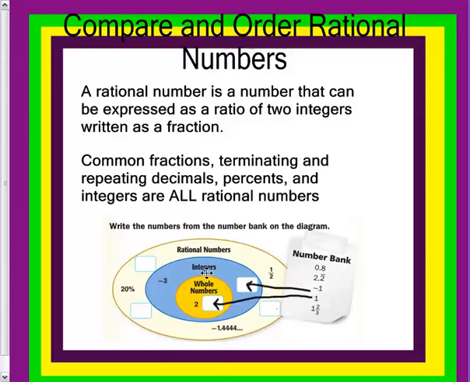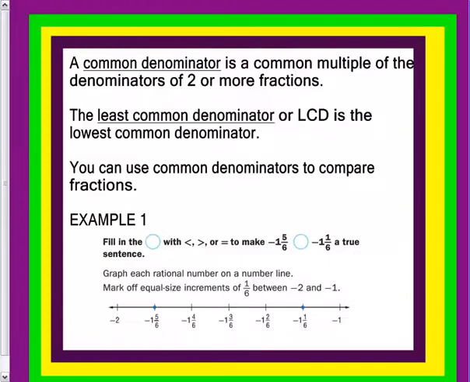Rational numbers are anything that can be written as a fraction or a percent. So these that I'm circling are going to be our rational numbers. I want you to write down that rational numbers can be written as a fraction. All right, let's take a look at some more examples.